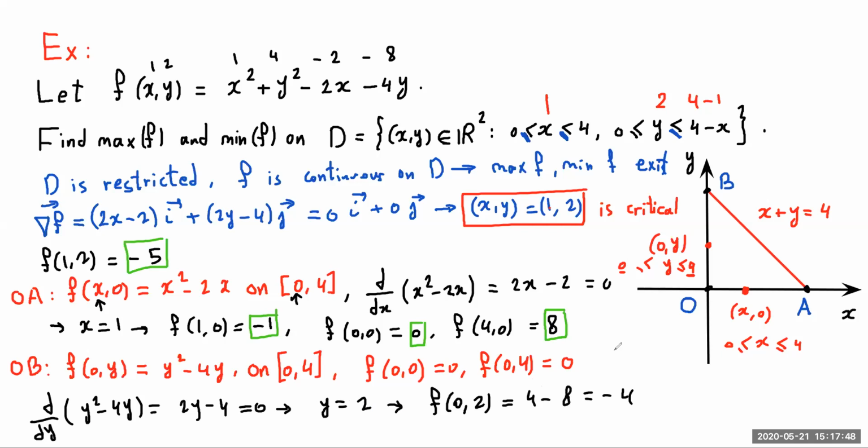So let's put in green these numbers, this number here, and also this number here and this number. Until now, the maximum is 8, the minimum is minus 5. Let's finish by taking, we studied the function on OA, OB. Let's study the function on AB.